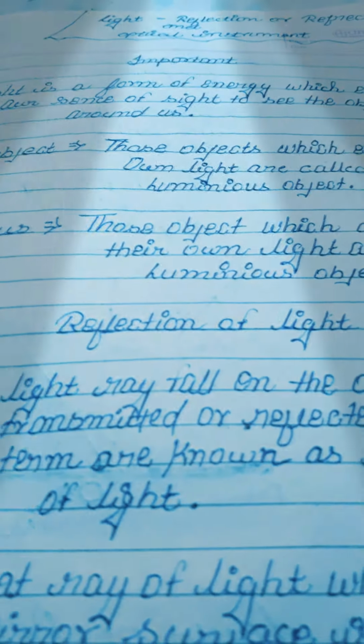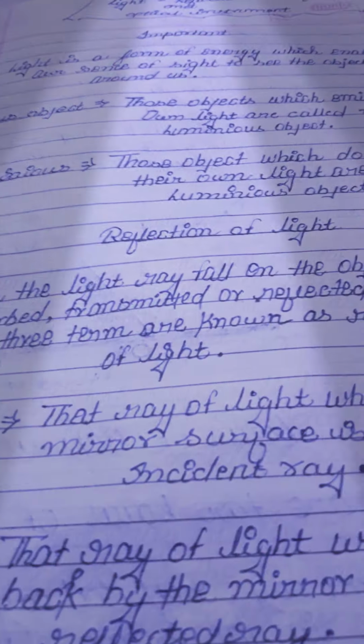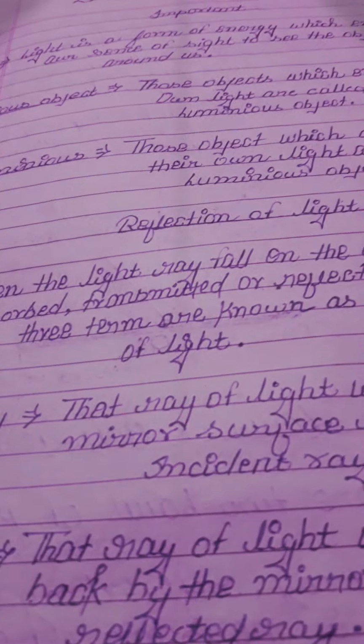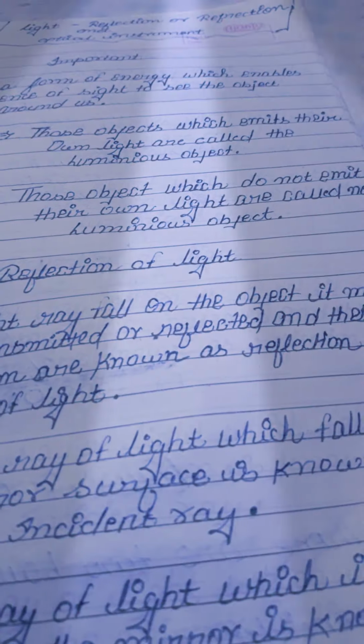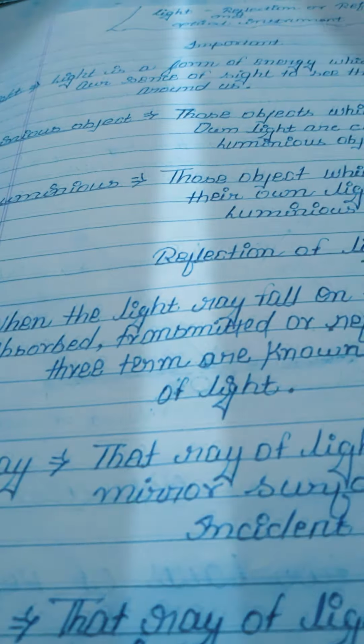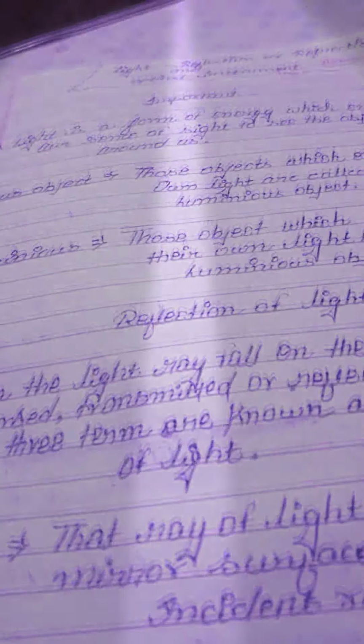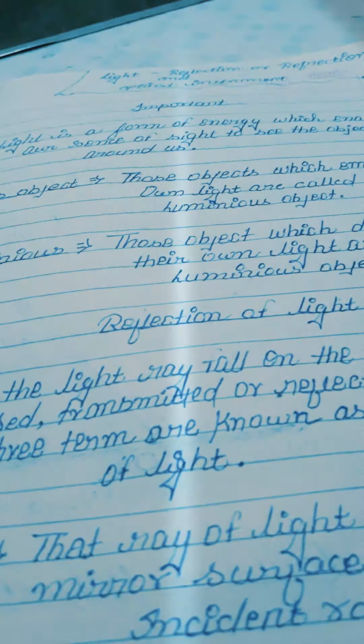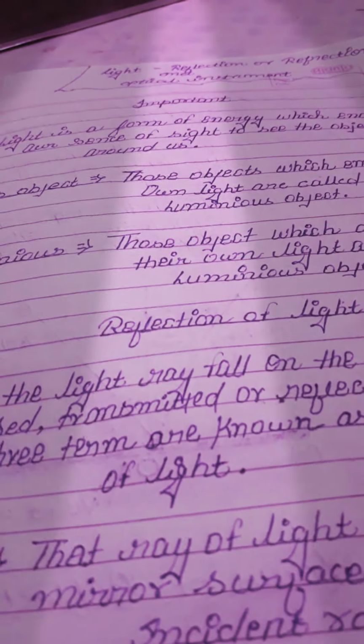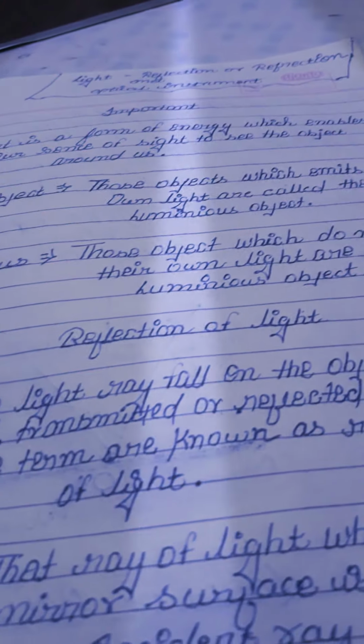Now friends, we will study about reflection of light. What is reflection of light? When a light ray falls on an object, it may be absorbed, transmitted, or reflected. The light may be absorbed, such as by a blackboard. When light falls on the blackboard, the blackboard absorbs it, and that's why it looks perfectly, totally black. Or it may be transmitted, or reflected.